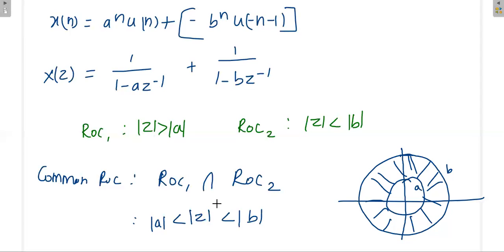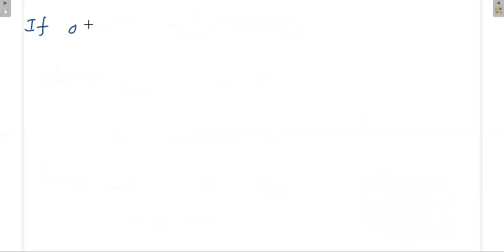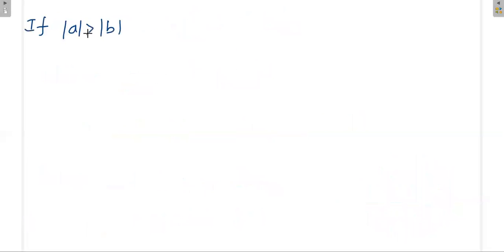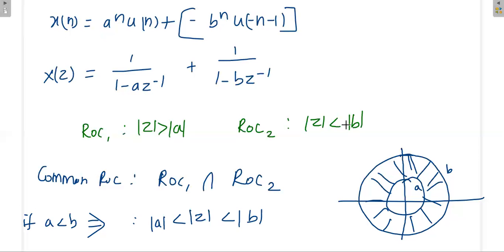Say this is a, this is b. This is true only when a is less than b. If a is less than b, we can write the ROC like this. Suppose a is greater than b, what will happen? Instead of variables, they may give us numbers in future, a as some number and b as another number. Suppose mod a is greater than mod b, then definitely you will not get any ROC.